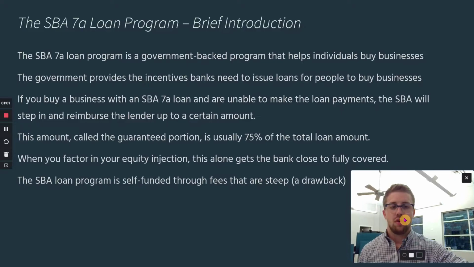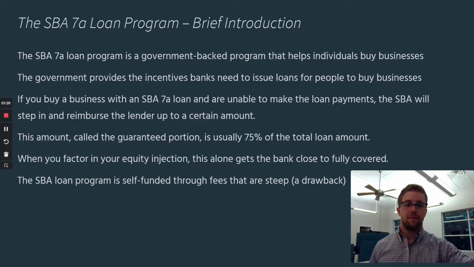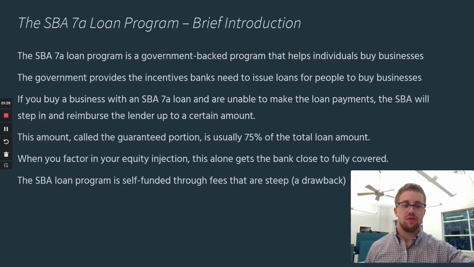For those who aren't familiar, the SBA 7A loan program is a government-backed loan program that helps incentivize banks to issue loans to individuals looking to acquire small businesses. Basically the government provides incentives in the way of paying if somebody defaults, to make it make sense for these banks to issue the loans. Traditionally, the banks have to charge such a high interest rate because one loan defaulting, where it's a $4 or $5 million loan, would be a pretty big hit.